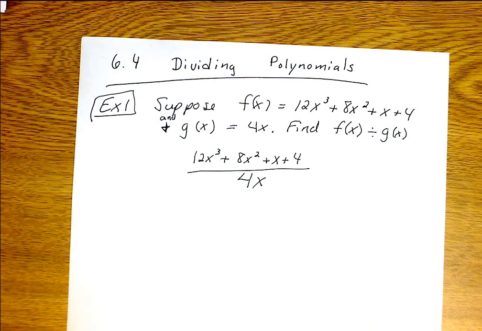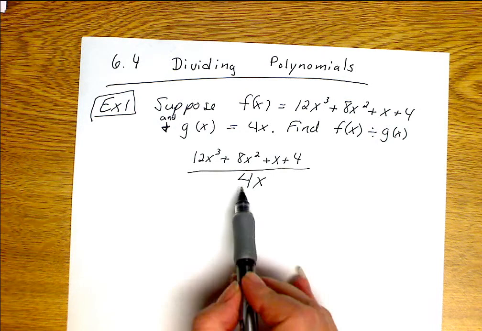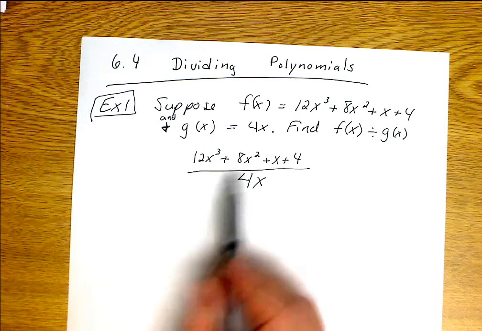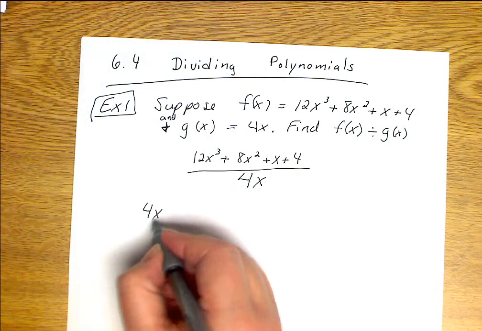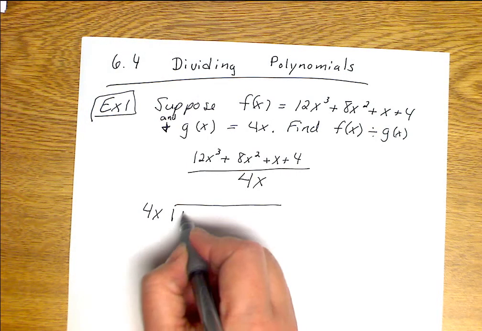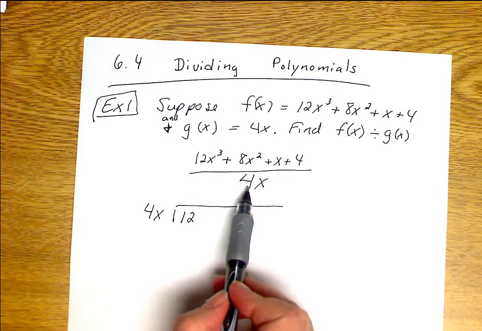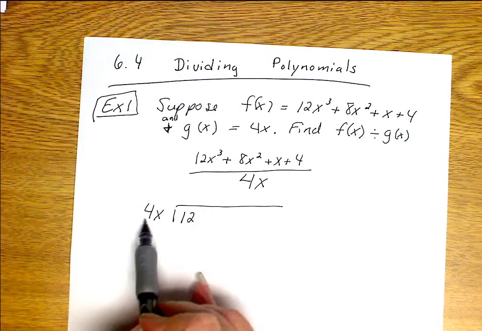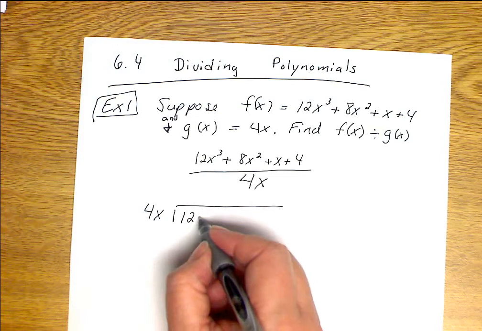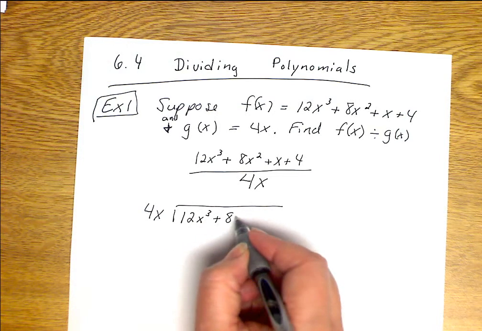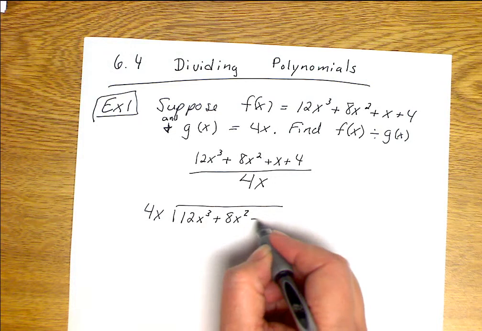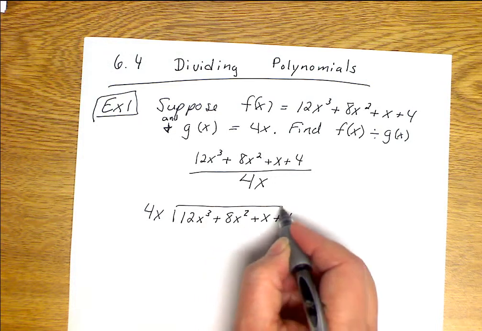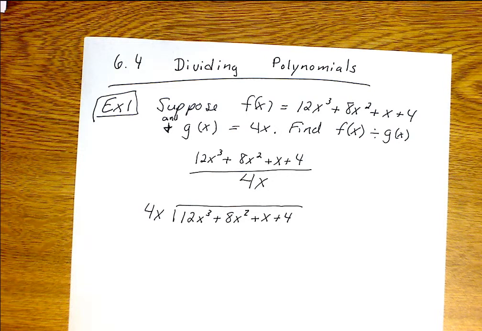Alright. Do you all know that this one is what goes on the outside of a division sign? The bottom number goes on the outside. So we have 12x cubed plus 8x squared plus x plus 4. Now, some of you will not have to write all of your steps after we go through them, but I'm going to show you all of the steps so that if you need all of the steps, you will be able to do it.